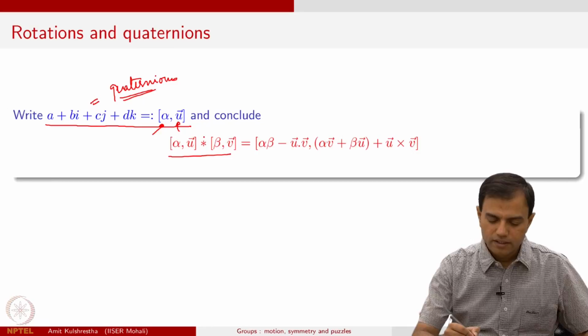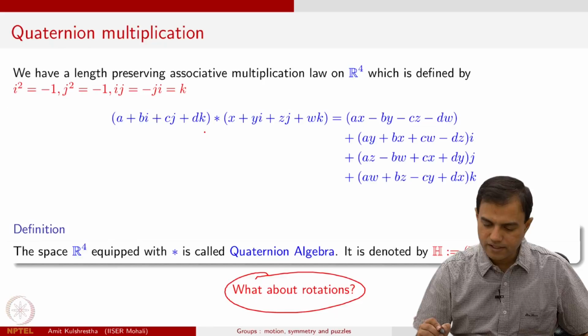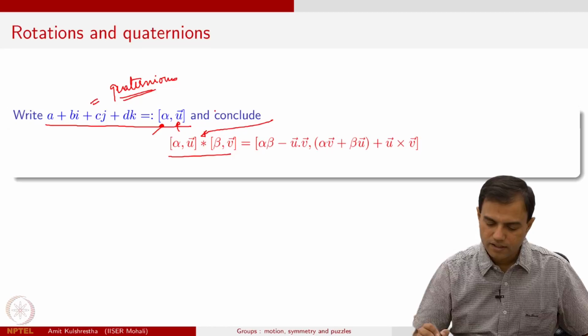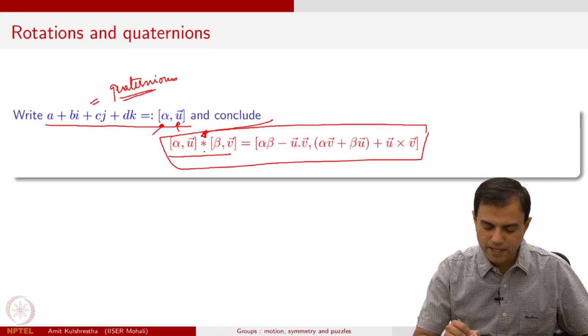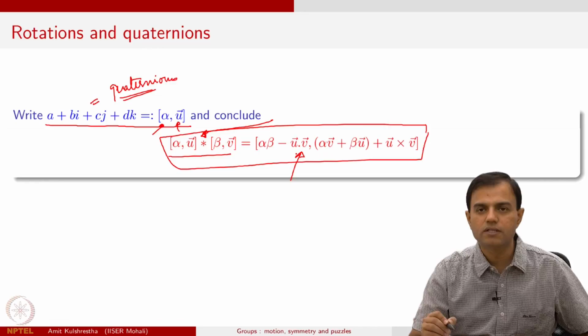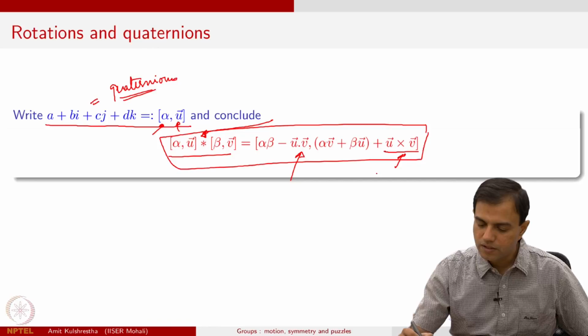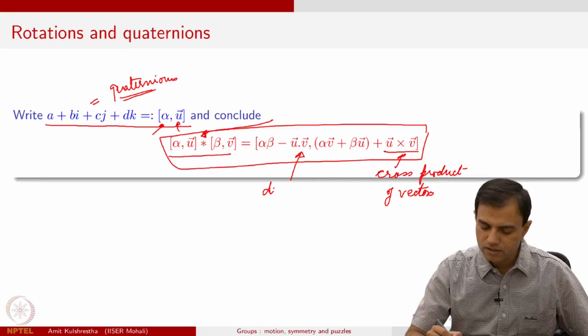When I multiply, the star that I had defined earlier is precisely this. So the operation of quaternions is precisely this. When I multiply in this fashion, what I get is a component that involves the scalar product as well as a component that involves the cross product of vectors, and this is the dot product of vectors.